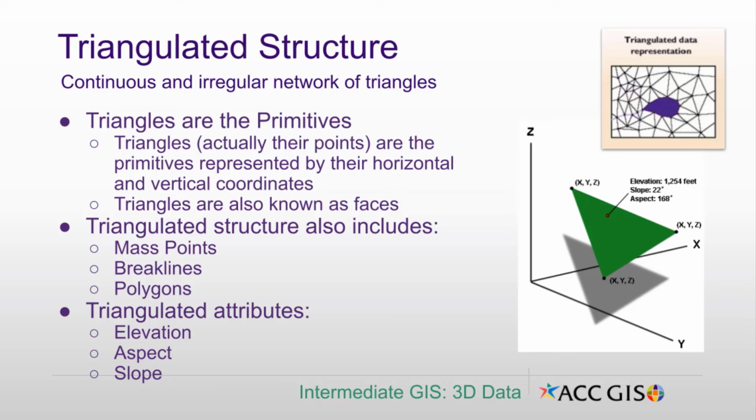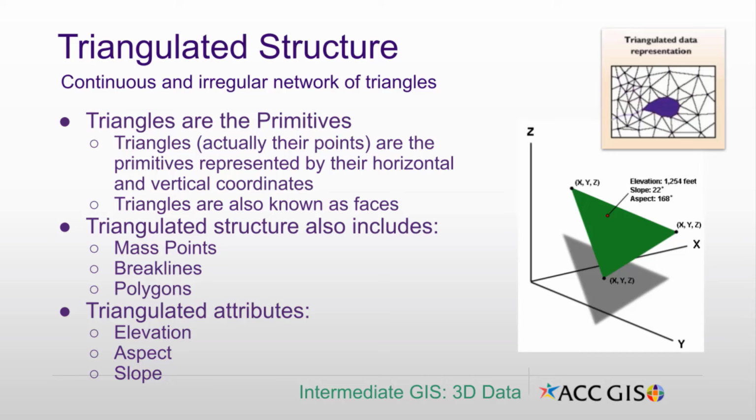Now, these triangles are arranged in a continuous and irregular network of triangles. The triangulated structure actually has some of the properties of both vector and raster data. Vector data, because the triangles represent a discrete location on the Earth, and raster, because they are arranged in a continuous network of triangles. But where it's different is they are irregular. And if you look at the example in the upper right-hand corner, you can see I have an irregular network of triangles. The triangles are continuous and their boundaries are contiguous, but the triangles themselves are all different sizes.